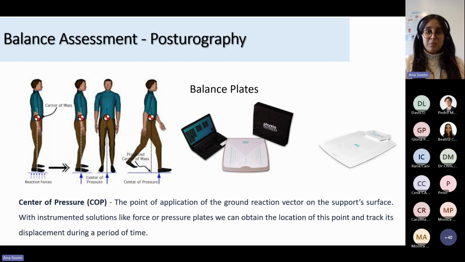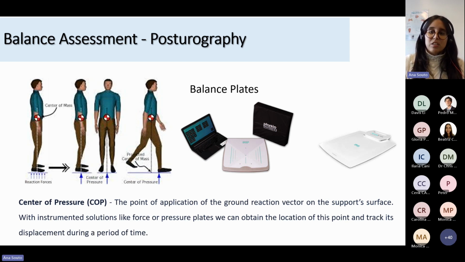The most common measure used in posturography is the center of pressure. And what is the center of pressure? The center of pressure is the location of the point of application of the ground reaction force on the support surface. So this ground reaction force corresponds to the sum of all acting forces on the plantar surface and represents all the muscle and gravitational forces acting over a period of time.